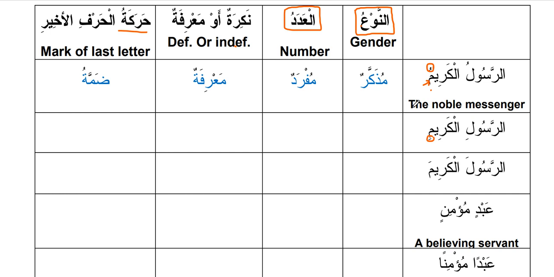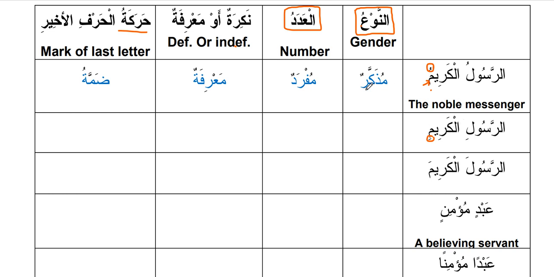So now, everything you need to see in this phrase. Ar-Rasulu al-Karimu, they have given the translation, the noble messenger. So what is the gender? Is it feminine or male? Since this lesson is on masculine nouns, all are male. So we are dealing with male nouns.